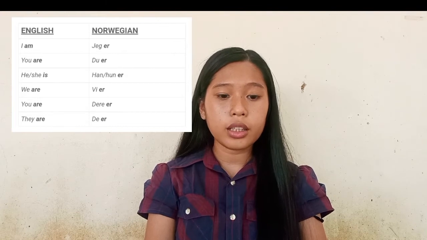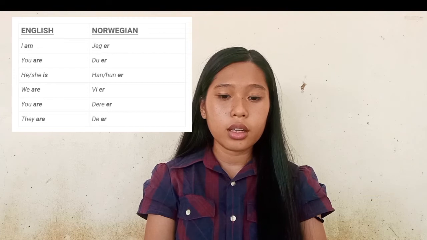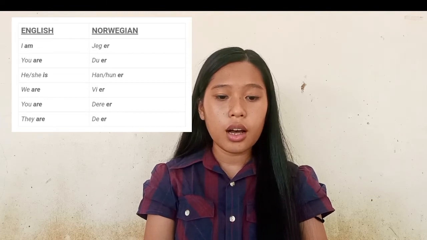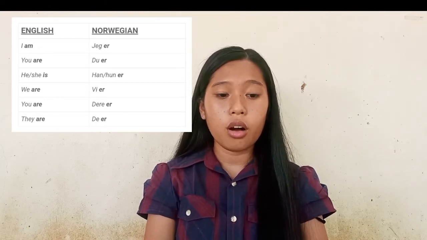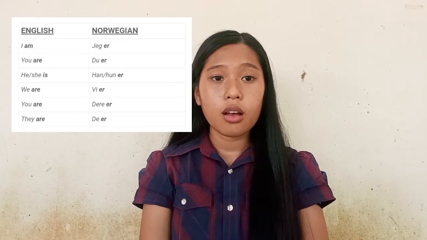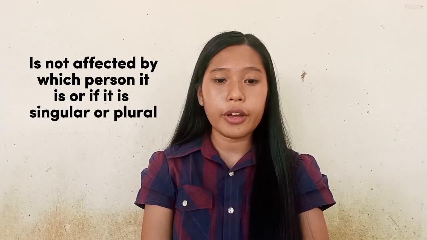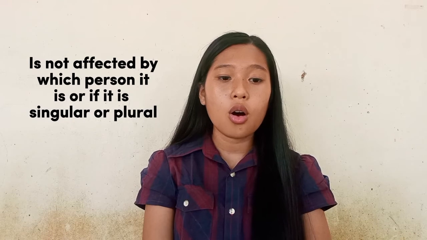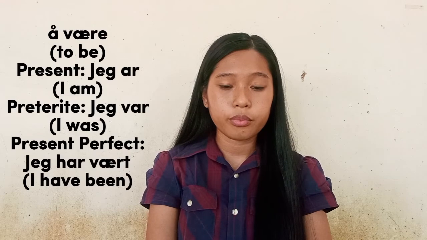"I am" in English is "jeg er", "you are" is "du er", "he or she is" is "han, hun er", "we are" is "vi er", and "they are" is "de er". As you can see, the Norwegian conjugation of verbs is not affected by which person it is or if it is singular or plural, considering the correct form is "er" in all the different persons above. Now let's take a look at this.